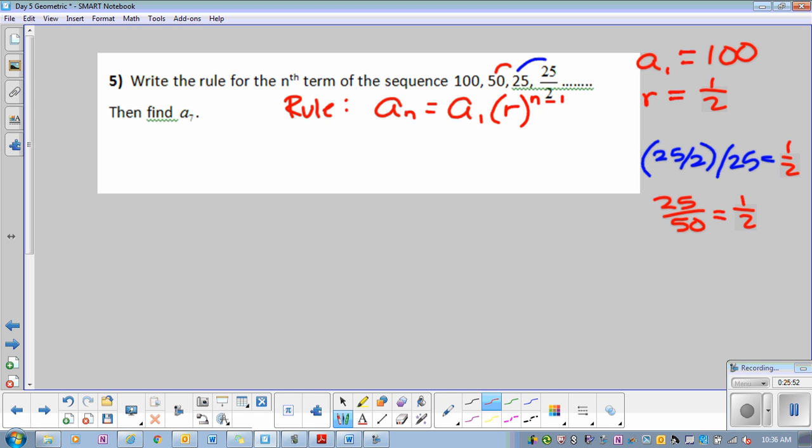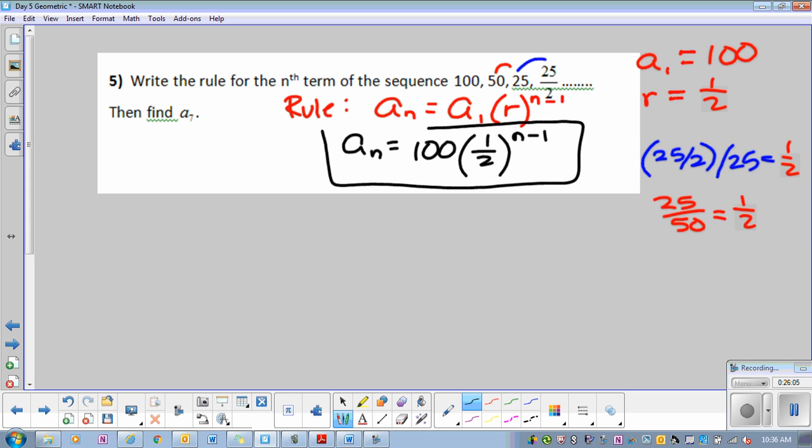Yeah. All right, so then let's plug it in. A sub n equals a sub 1, which is 100, times r, which is 1/2, to the n minus 1. This is your rule. That's it. For this, there's no distributing. It's just plug. All right?